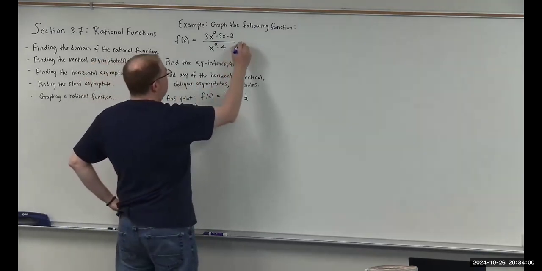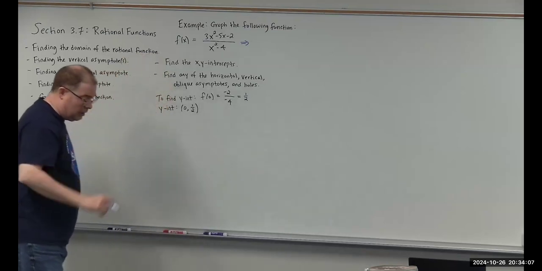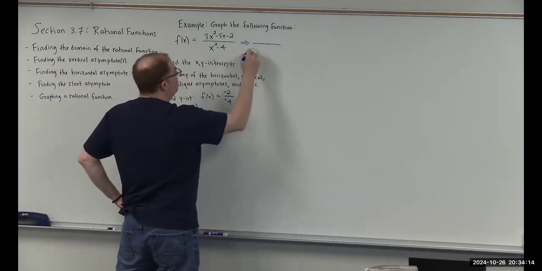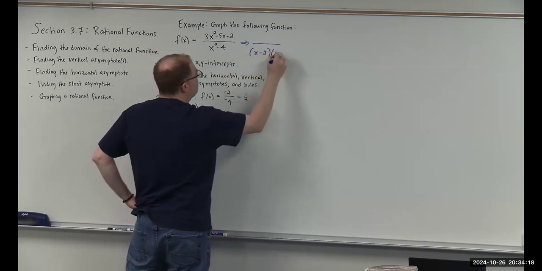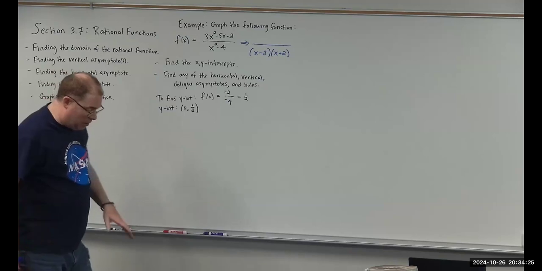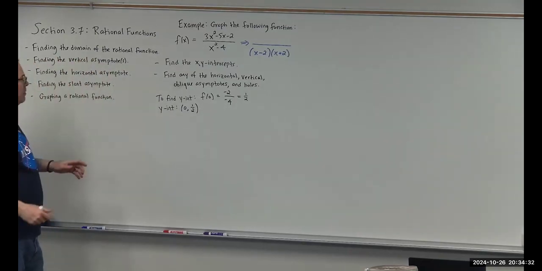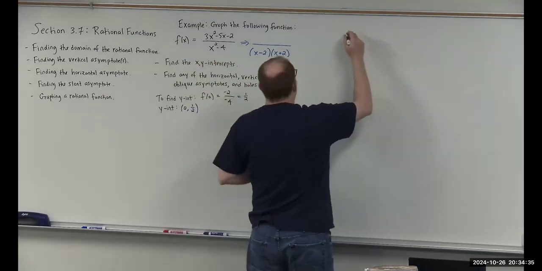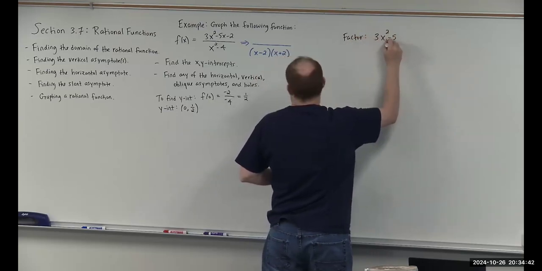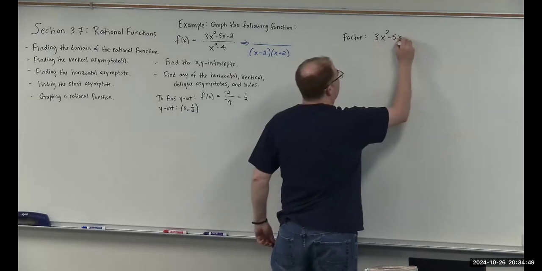Looking at the top and the bottom, let's do the bottom first. The bottom is a difference of two squares, so this is going to be x minus 2 times x plus 2. And for the top part, in case you need a review on that, let's do that over here. Let's say we want to factor this polynomial.